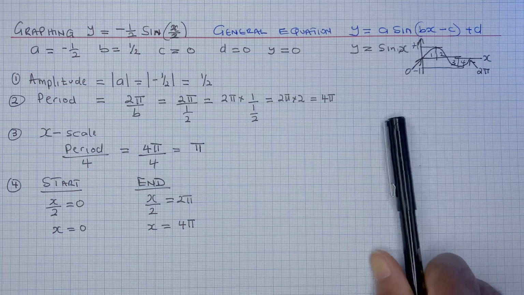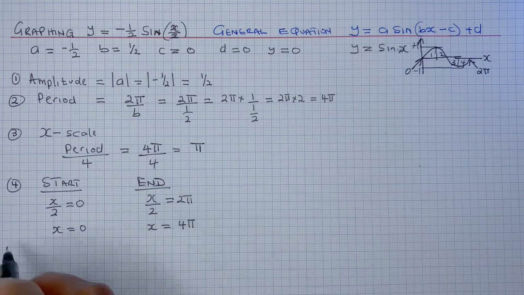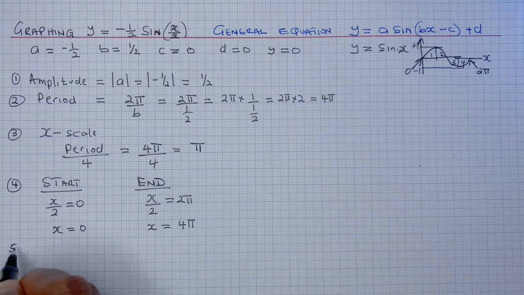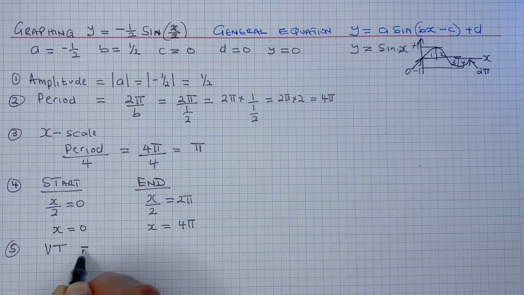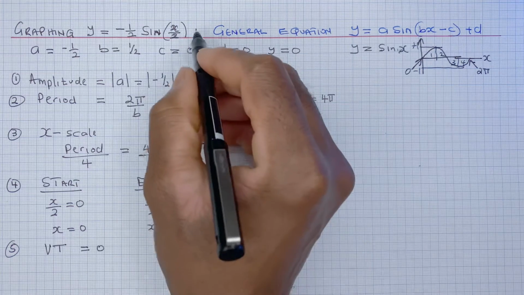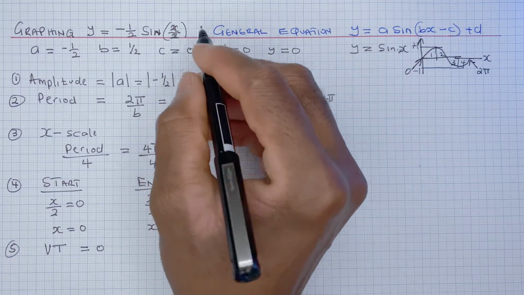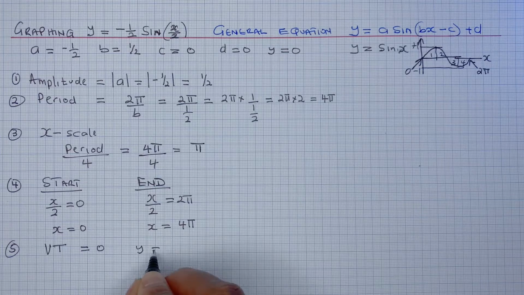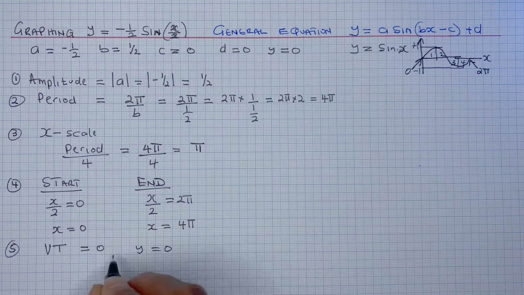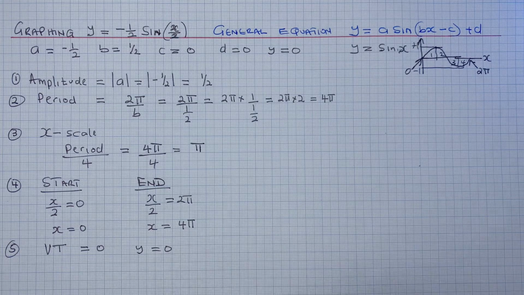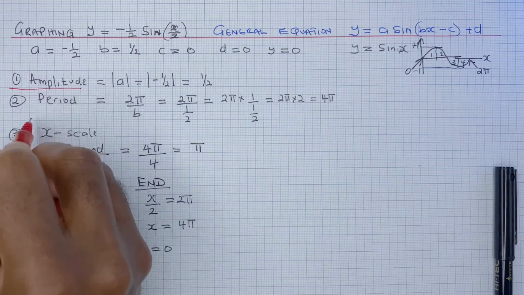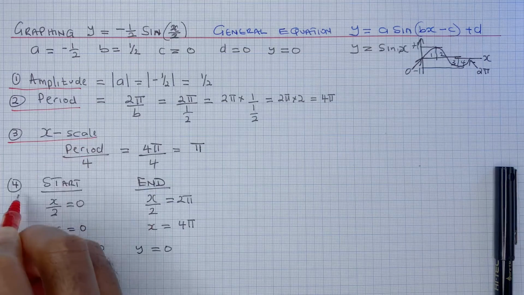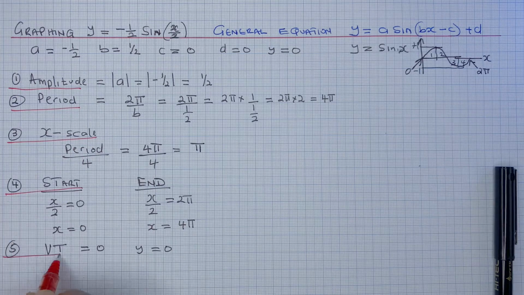And so that's what this is telling us. Number 5 is, do we have any vertical translation? Which in this case, none, because this is plus d. D is 0. That means y will be equal to 0. That's where the curve will lie on. Y equals 0. So those are the first points that we need to take care of whenever we're sketching a sine curve or cosine curve.